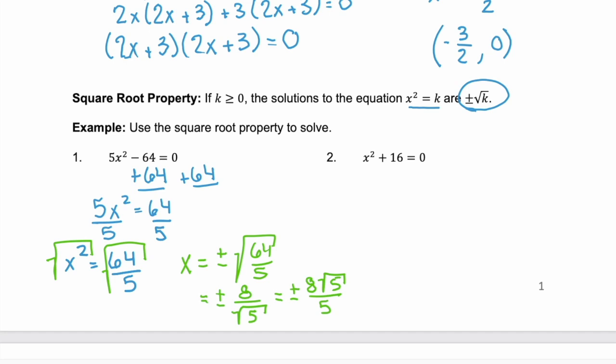Let's look at example 2. Here we need to subtract 16 from both sides in order to isolate that x squared. So we have x squared equals negative 16. And then we need to take the square root of both sides so that we get x equals plus or minus the square root of negative 16. Now, remember we just learned that we can take square roots of negative numbers. It just gives us an imaginary answer. So the square root of 16 is 4, and the square root of negative 1 multiplied by the 16 is i. So x equals plus or minus 4i.